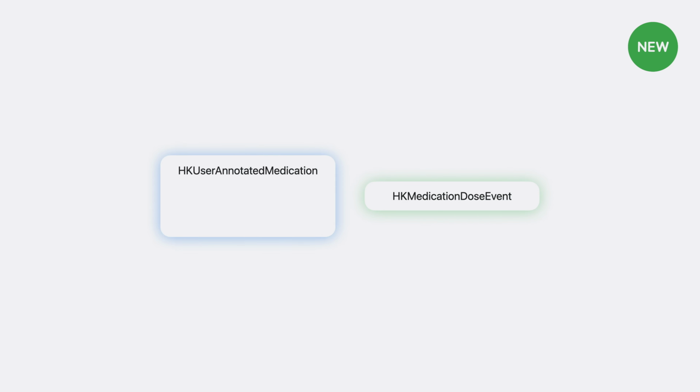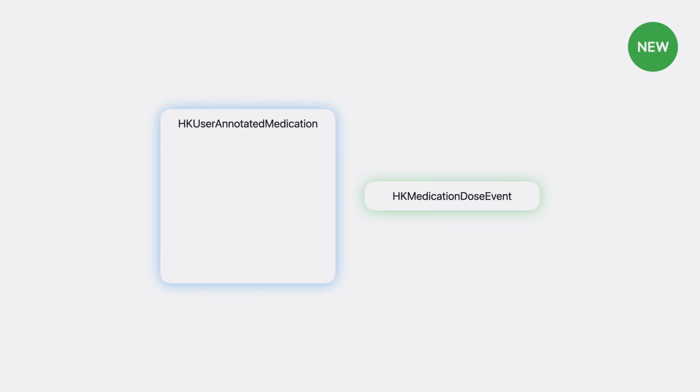User-annotated medications represent a specific medication and its customizations. They're made up of 4 properties. isArchived is a flag that indicates a medication is finished or no longer being taken. These medications are neatly tucked away in an archived section and don't show up in the active medications list.